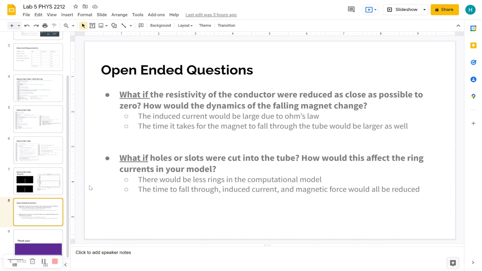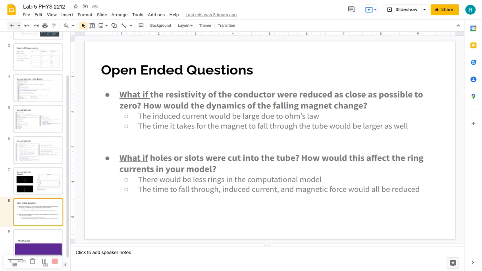So what if the resistivity of the conductor were reduced as close as possible to 0? How would the dynamics of the falling magnet change? So the induced current would be large due to Ohm's law, and the time it takes for the magnet to fall through the tube would be larger as well.